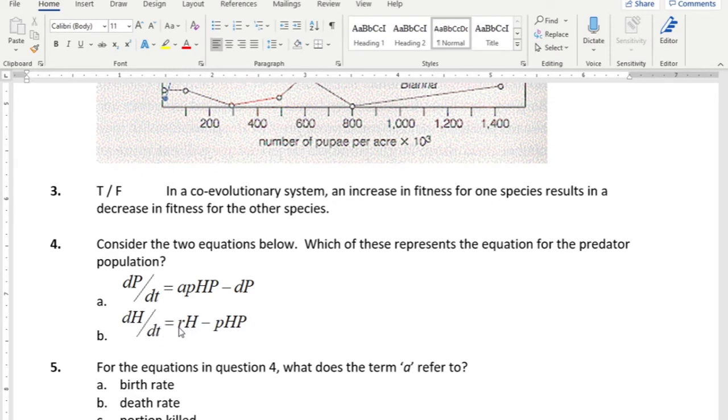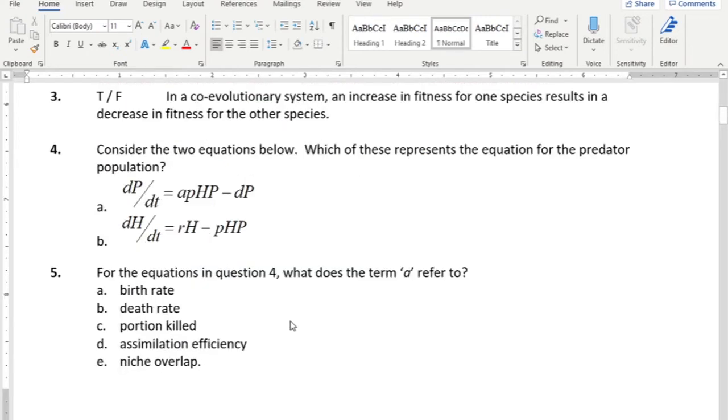So the herbivore population grows with R. That's the growth rate of the herbivore population, so that's just that exponential growth. And then its population size is reduced by PHP. Remember, we talked about the Brownian motion model for predator-prey interactions. You can model how many interactions there are by simply multiplying the number of herbivores times the number of predators, and then some proportion of those result in a kill of the herbivore. So the correct answer for the predator is A. B is the herbivore.